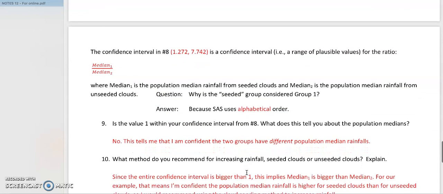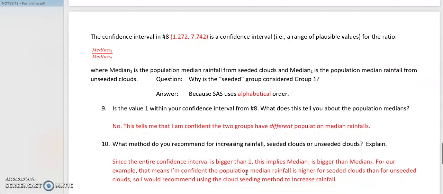And if someone asked me, well, which method do you recommend for increasing rainfall? I would look and I would say, since this whole range is above 1, that means I think population median 1 is bigger. That population median corresponds to my seeded clouds. So I can be confident that the population median rainfall is higher for seeded clouds than it is for unseeded clouds, which means I would recommend using the cloud seeding method if I wanted to increase rainfall.